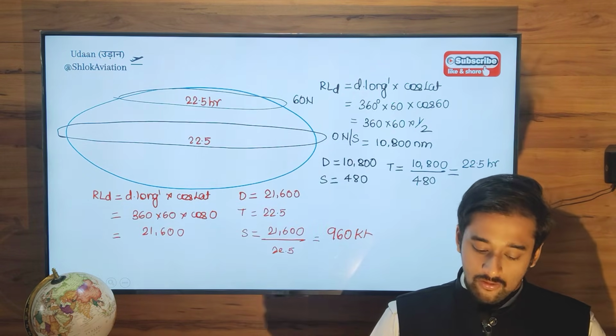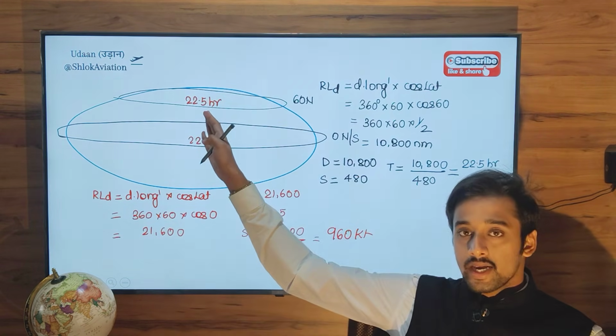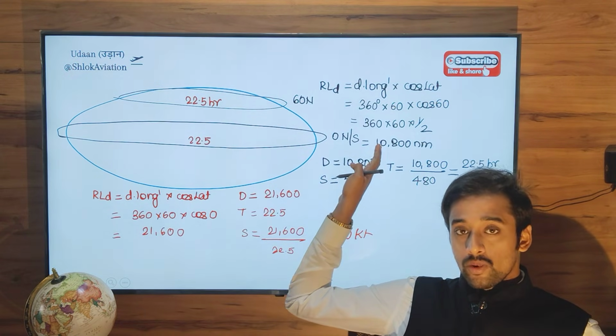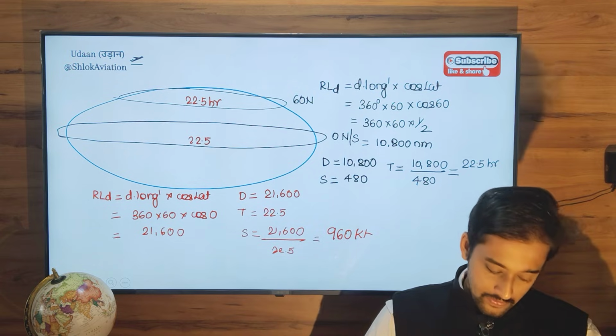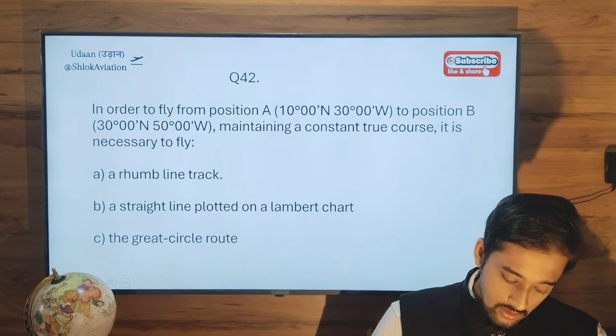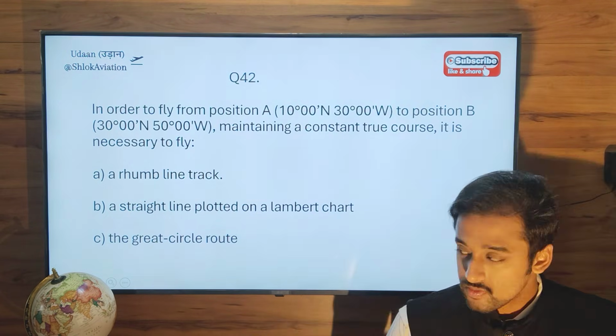Simple. So find the distance at 60° latitude. Find the time. With that time, find the distance at the equator and then the speed at the equator. Let's go to the next question, question 42.